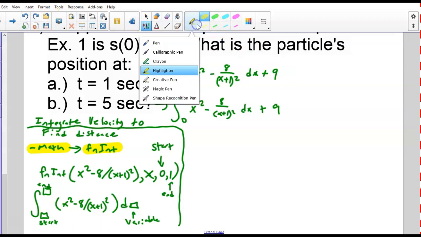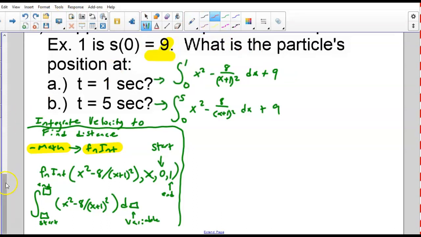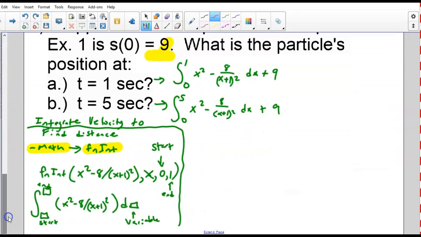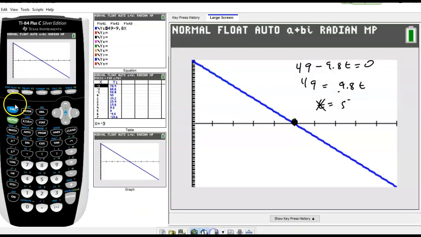Where did the x squared come from? From right here. Look, t squared. So x squared, and this would be an x. Ma'am, right here, x. It's dx. So we're doing it with respect to x.